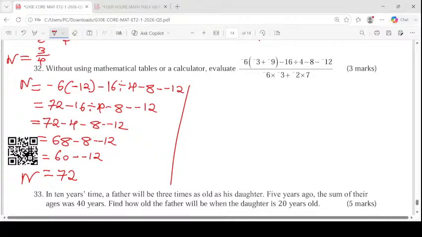For our denominator, we are going to say negative 6 times negative 3, that is positive 18, plus negative 6 times negative 3 is positive 18. So that is 18 plus negative 14. This exactly gives you a 4. The numerator over denominator will be 72 over 4, and this is 18.